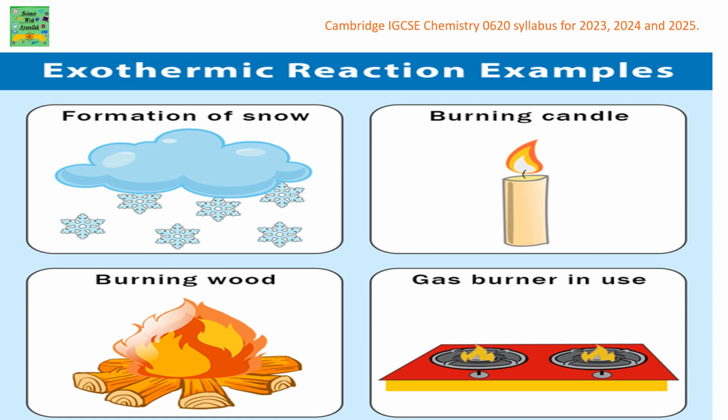Exothermic reaction examples. There are a few examples here, that is formation of snow, burning candle, burning wood, and gas burner being used in our kitchens.